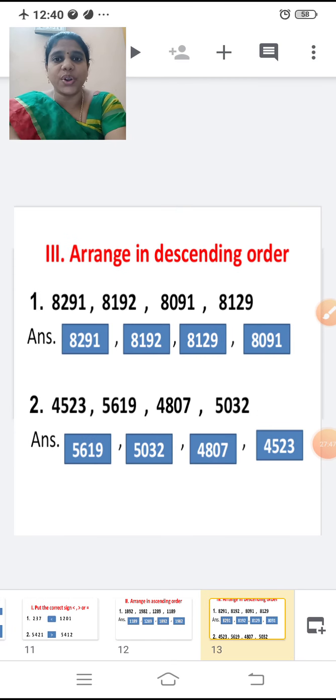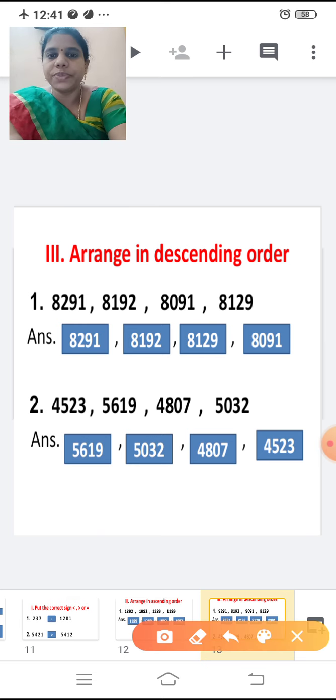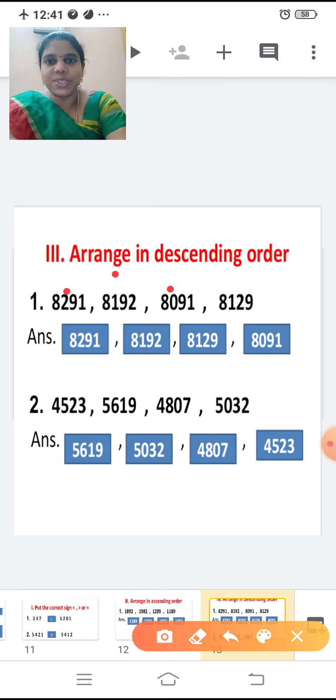Arrange in descending order. What do you mean by descending order? Arranging the numbers from the biggest to the smallest. First you have to arrange the numbers which is big, then like this you are going to arrange the numbers from bigger to smaller. Shall we arrange? First sum: 8291, 8192, 8091, 8129. We are going to arrange the numbers from the biggest to the smallest.